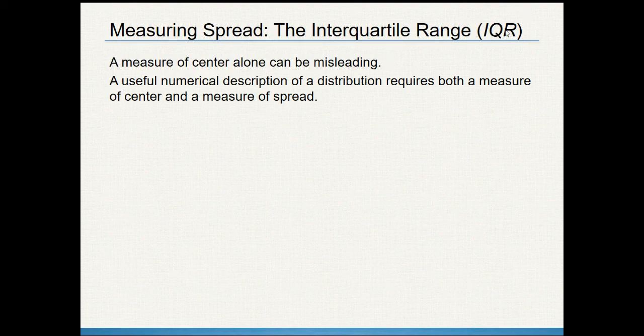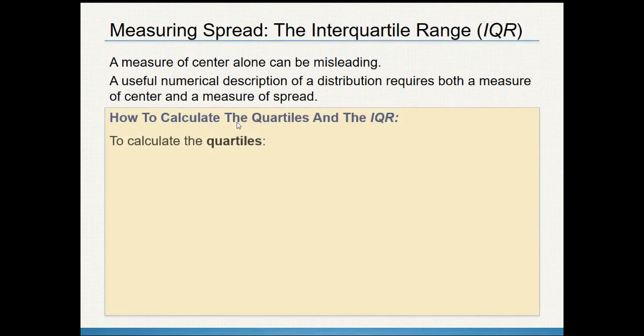That's what that stands for. IQR, you're going to see me write IQR. It means the interquartile range. A measure of the center alone can be misleading. A useful numerical description of a distribution requires both a measure of center and a measure of spread.